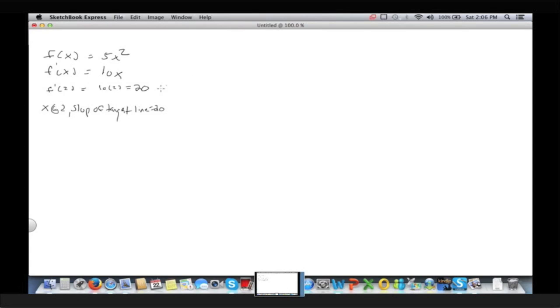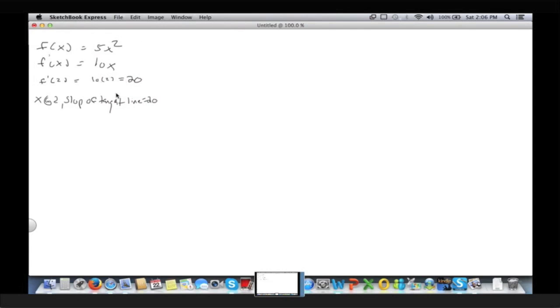So let's write down another function. Let's write f of x equals 6. And let's figure out f prime of 3. Okay, good. So what would be f prime of x? f prime of x would be 0. That's right, for any x. So that includes f prime of 3. Good.